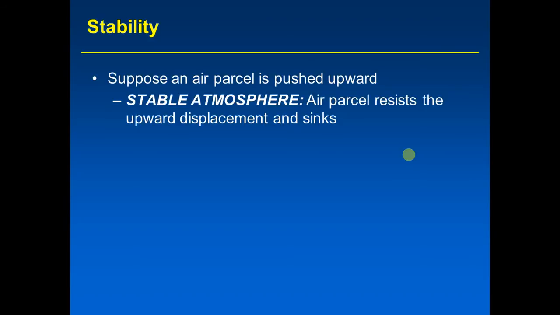So, unstable versus stable atmosphere, to review in the other order. Suppose an air parcel is pushed upward. And we'll be talking about ways to get the air rising. How does air rise in the atmosphere, or what makes it rise? We'll talk about methods to get the air going up. In a stable atmosphere, an air parcel will resist, fight against, the upward displacement and sink back down.